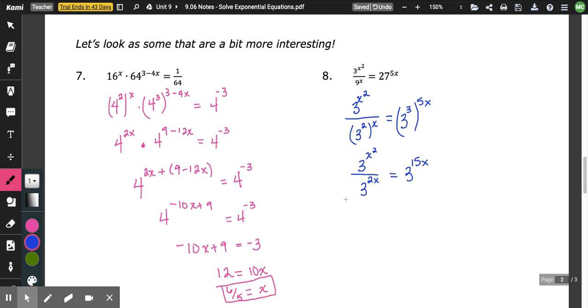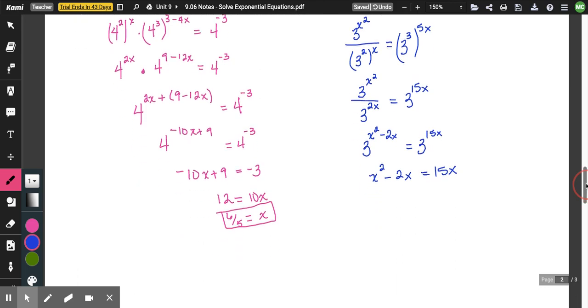So now I've got on the left side, I still don't have a single exponential expression, but I do have a quotient with the same base. So my properties of exponents says that I can turn that into a single exponential expression by subtracting those powers. So that would give me 3 to the x squared minus 2x. Finally, my bases match, so I can set my exponents equal to each other. So that would give me x squared minus 2x equals 15x.